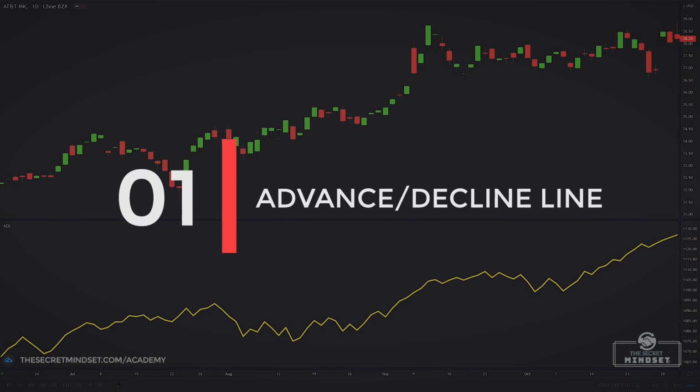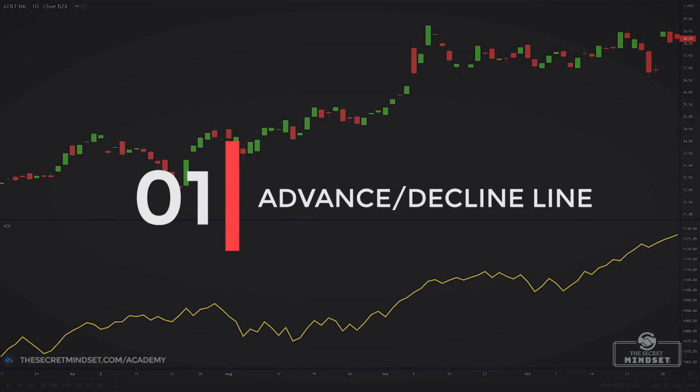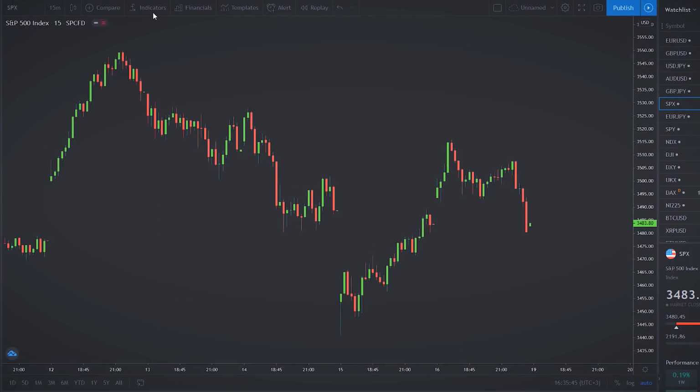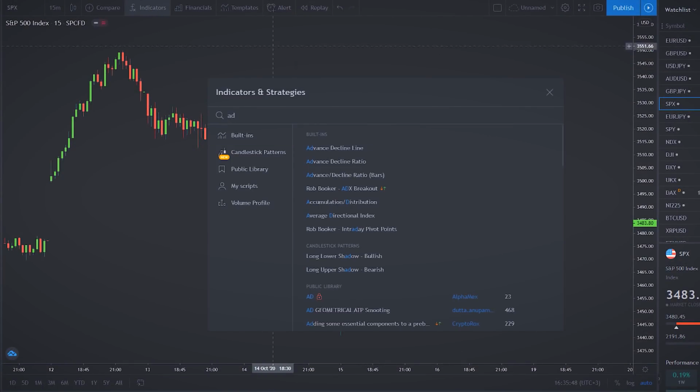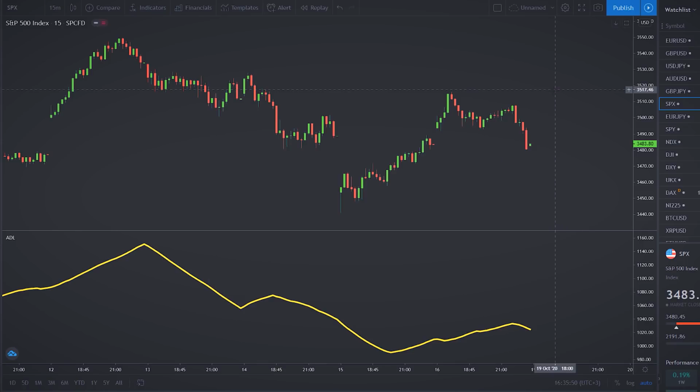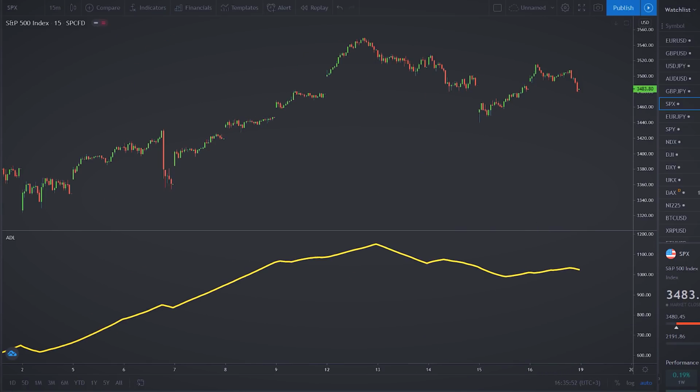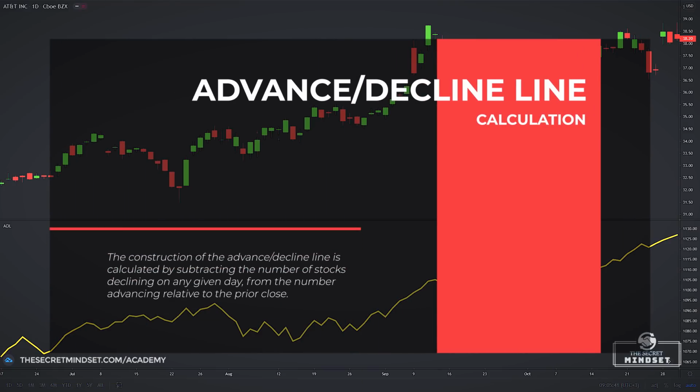First is the advance-decline line. This indicator, mostly used in the US stock market, can be calculated on both a daily and weekly basis and is the most basic and widely used indication of breadth in the major US stock exchanges. The advance-decline line is calculated by subtracting the number of stocks declining on any given day from the number advancing relative to the prior close.